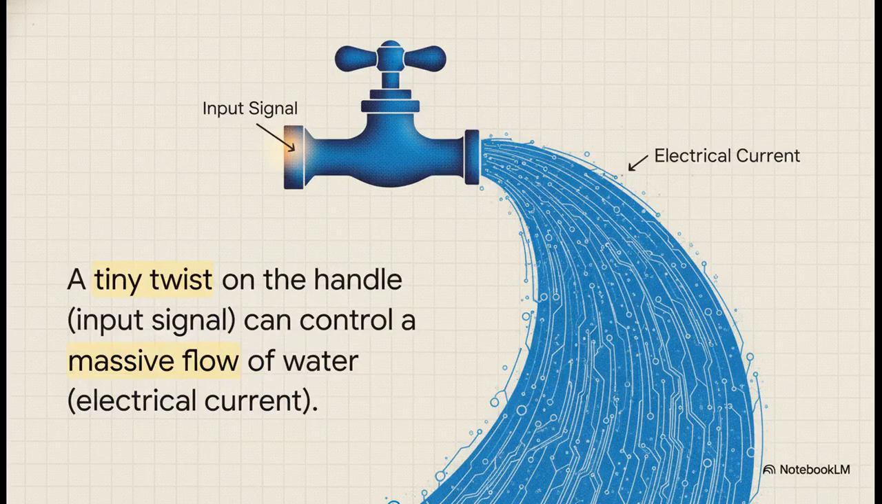And you know, the best way to wrap your head around this is to picture a water faucet. A tiny, effortless twist on the handle can control a huge, powerful flow of water, right? That's exactly what a transistor does with electricity. A tiny little input signal controls a much bigger flow of current. That simple idea, a little effort getting a huge result, is the key to, well, everything.